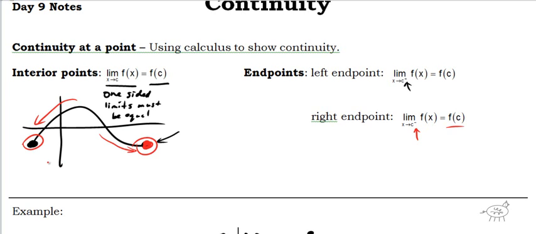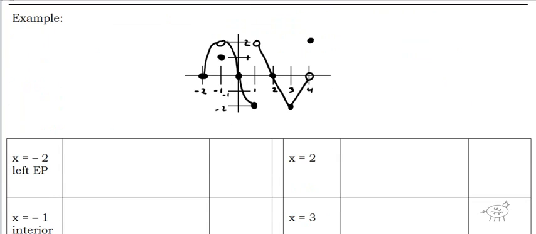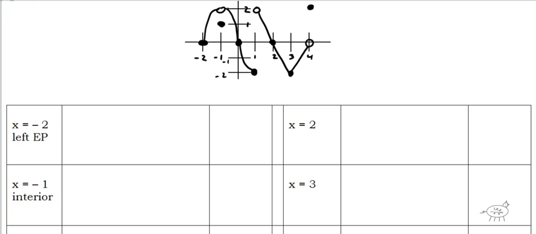Let's take a look at some examples. I made a nice graph for you. It goes from -2 to 4 and has all kinds of holes and jumps. Let's compare the limits and then determine if it's continuous or not.